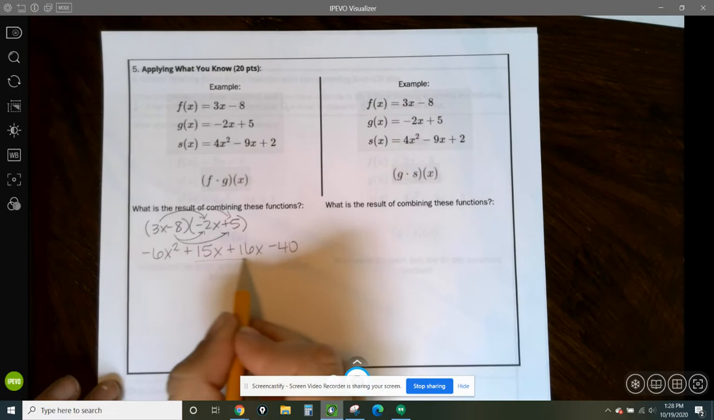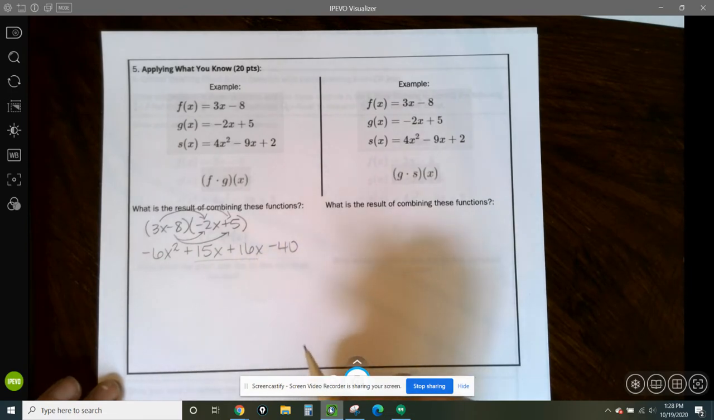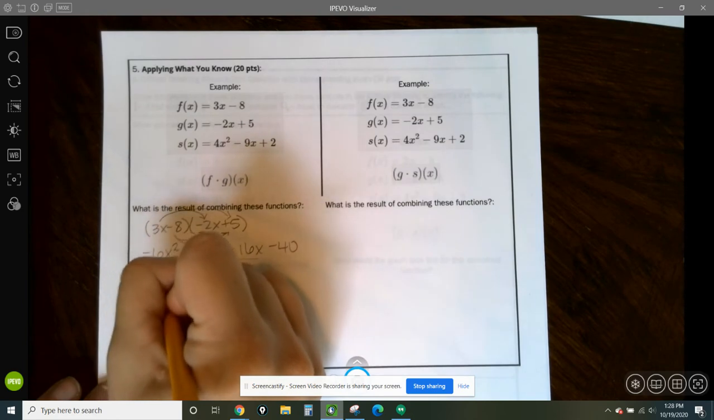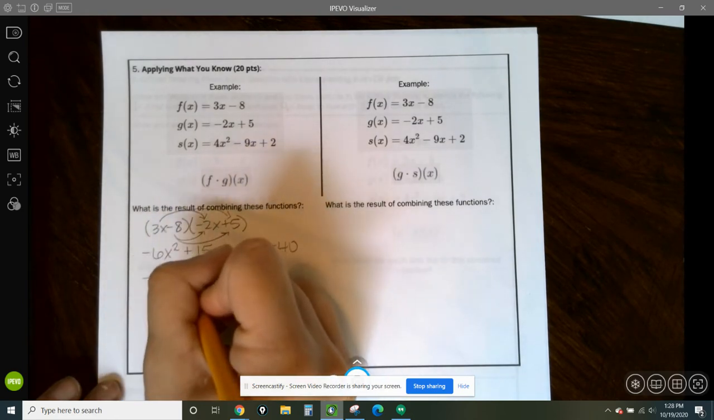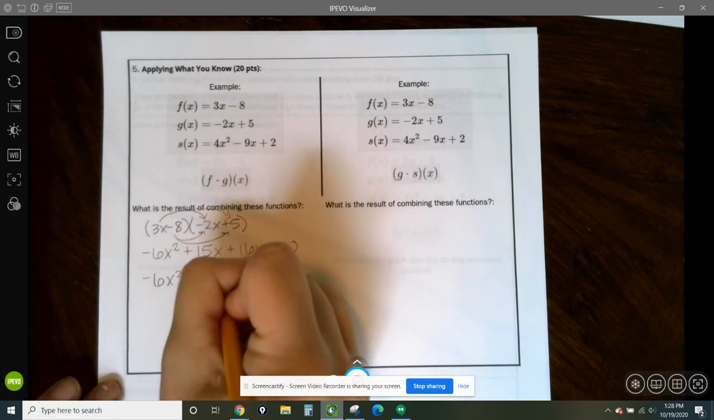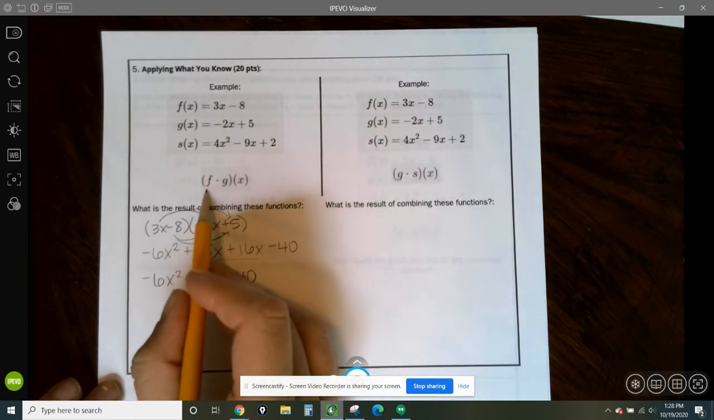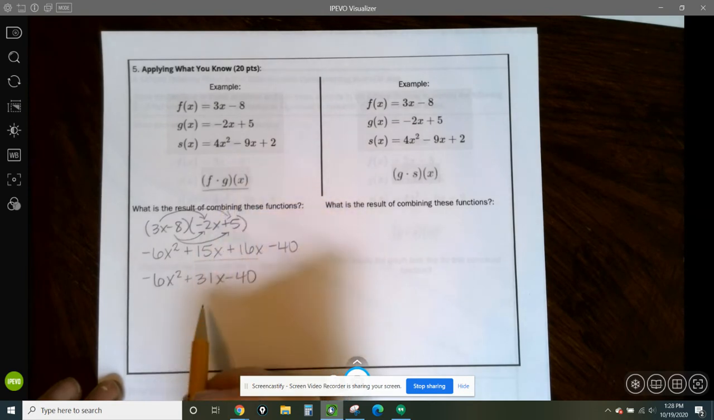And then you can usually combine these two in the middle because they both have just an x, so I can combine those like terms. So negative 6x squared plus, what's that going to be, 31x minus 40. So that is what happens when I combine f of x and g of x. I get this right here.